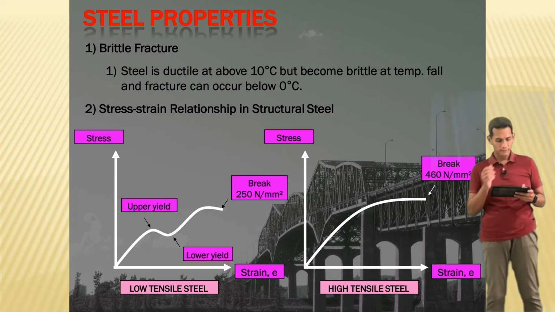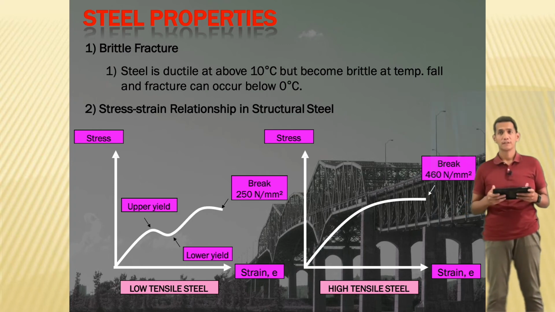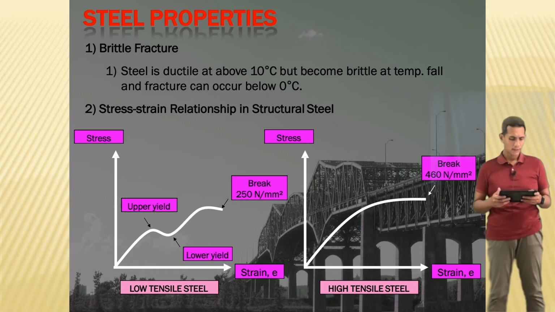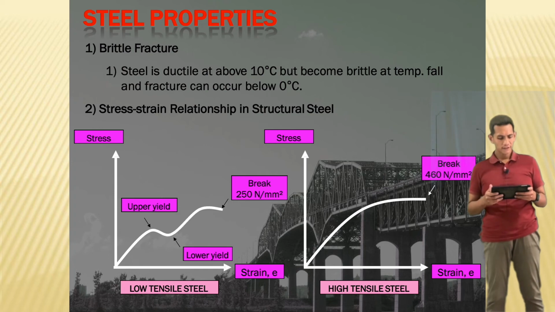Steel properties. Number 1, brittle fracture. Steel is ductile at above 10 degrees, but becomes brittle as temperature falls, and fracture can occur below 0 degrees Celsius.